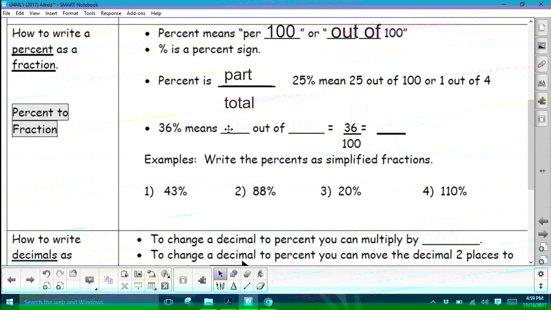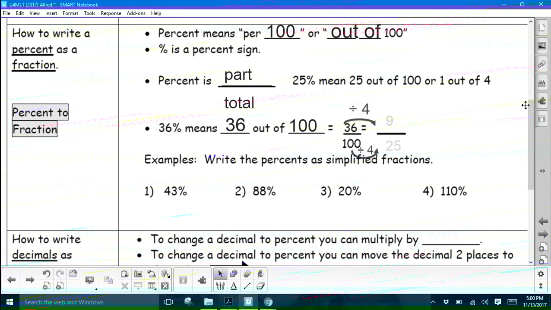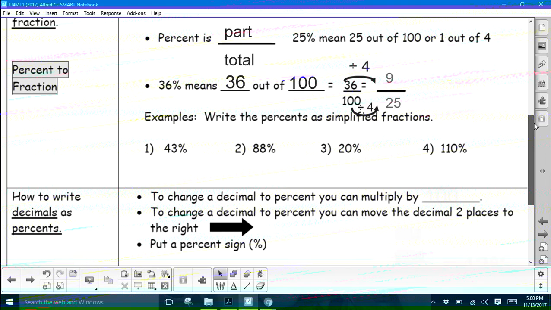So just like that, 36% would mean 36 out of 100. Okay, 36 out of 100 can be simplified. If you divide both sides by 4, you get 9/25. But the percent version, 36%, can be written just like 36 100ths, which is 9/25.